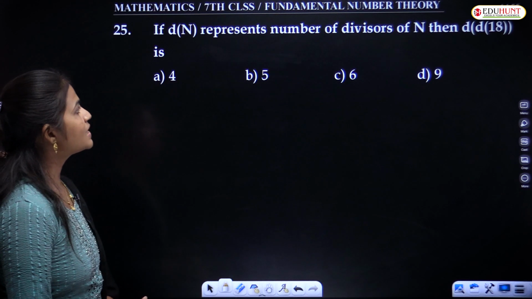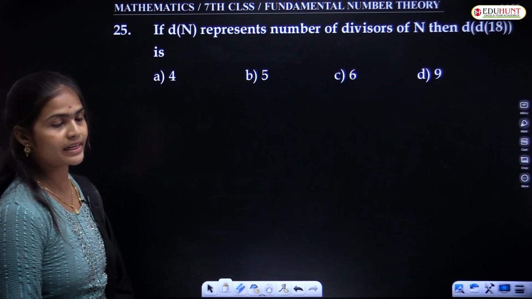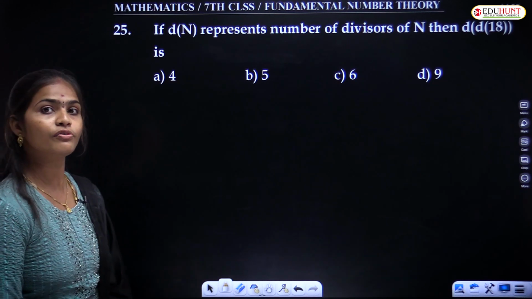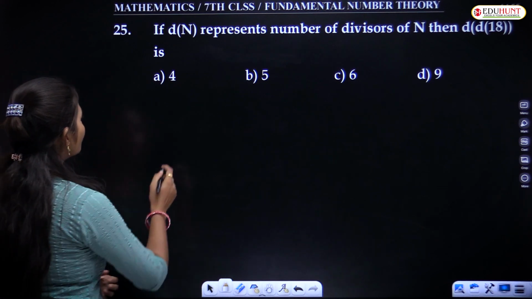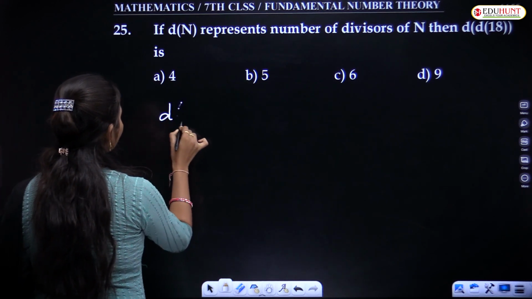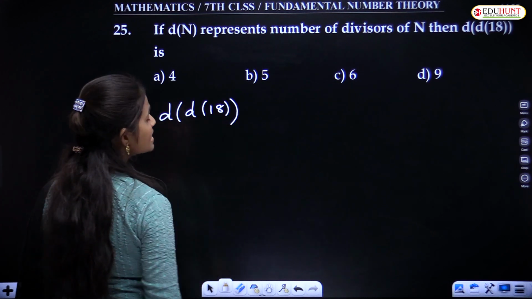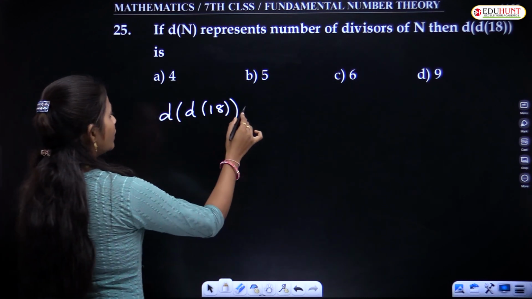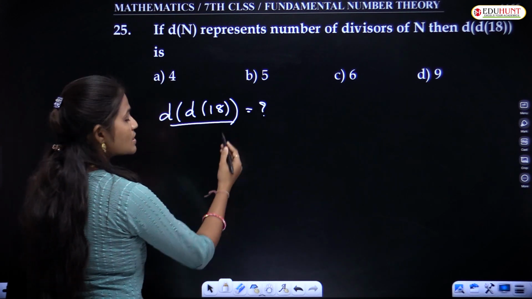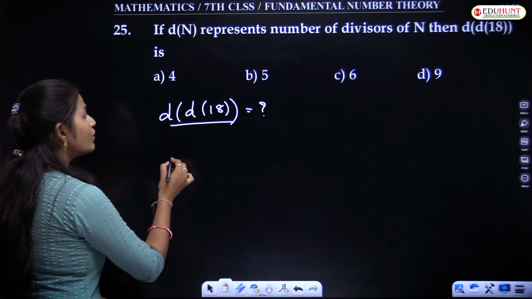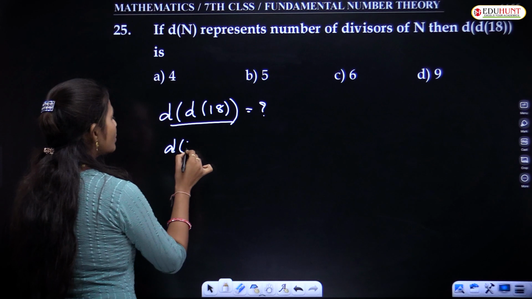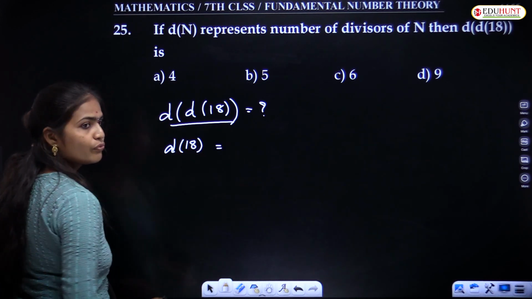If d of n represents the number of divisors of n, then d of d of 18. Just see this question, very very important. This value we need to find out. Okay. So before going to this one, we have to find the number of divisors of 18. So divisors of 18 first we need to find out.